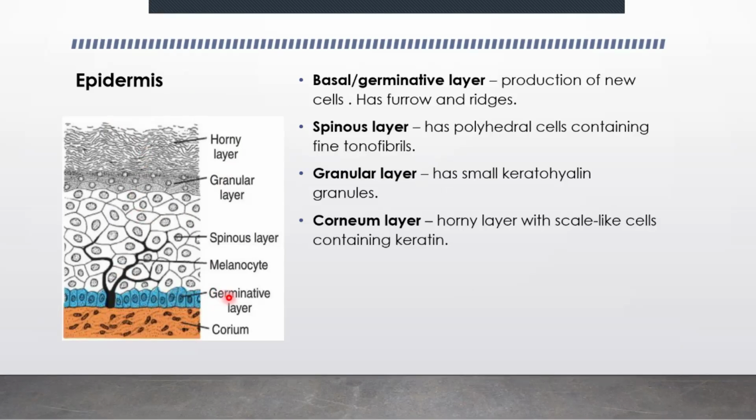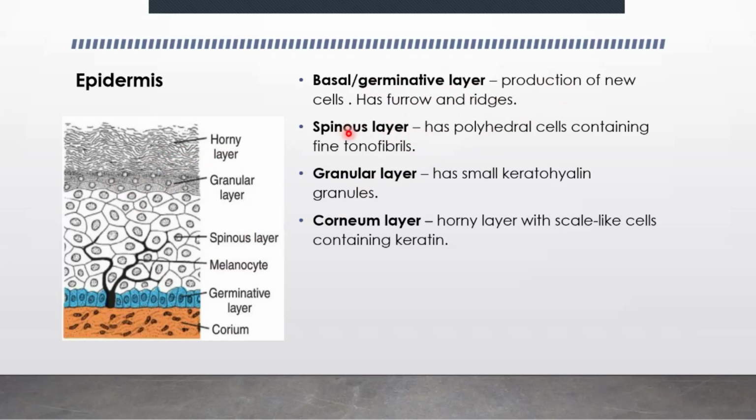You can appreciate the germinative layer or the basal layer. You can appreciate the spinous layer or the stratum spinosum. The granular layer, stratum granulosum. Then you can appreciate the horny layer or the stratum corneum. The basal layer, the germinative layer, ideally produces new cells. It has furrows and ridges, and it has mitotic activity. They are highly proliferative, easily divided.